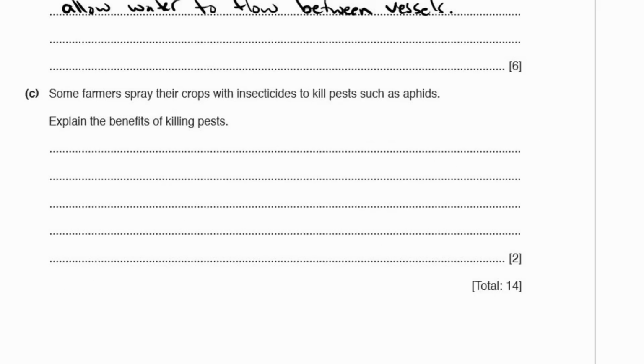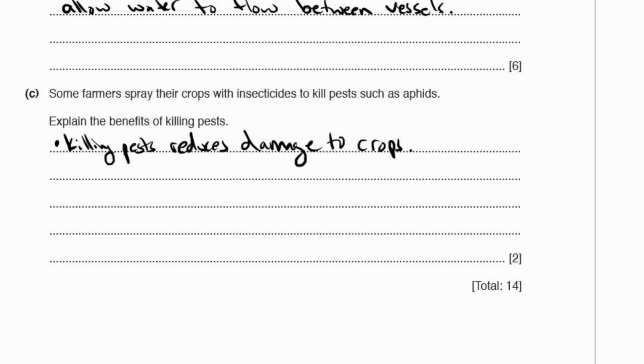C. Some farmers spray their crops with insecticides to kill pests such as aphids. Explain the benefit of killing pests. Well, there's quite a few benefits to killing pests. Obviously, you don't necessarily want insecticides on your food that you eat. However, there's a lot of benefits to using them. Well, one of them is that killing pests reduces damage to the crops. That's a key bit, and reduces in a few ways, and we can mention those in a second.